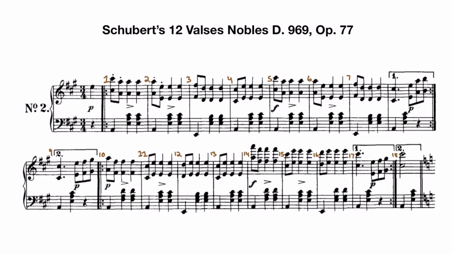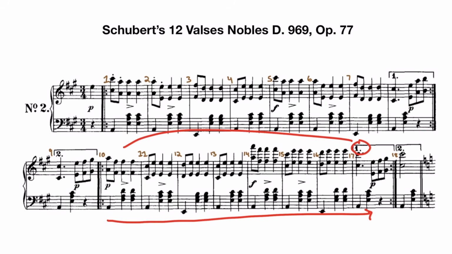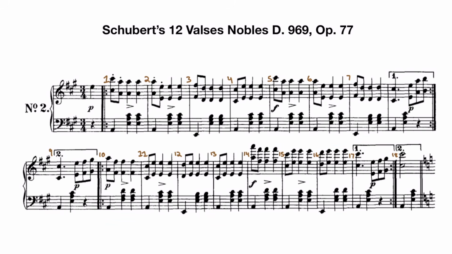You can see that Schubert has written a very similar structure here in the next section. You'll play measures 10 through 17, play the first ending, and then go back to the beginning of the section. The second time through, you'll play 10 through 16, then play the second ending at measure 18. Let's listen to what this sounds like.